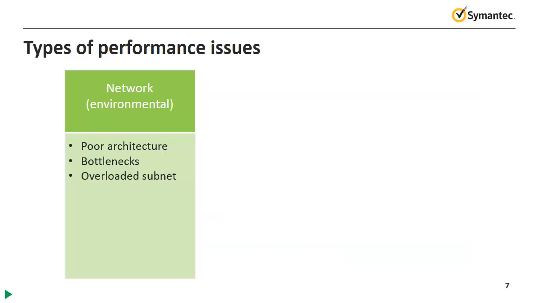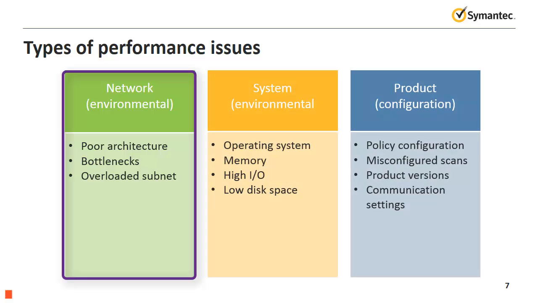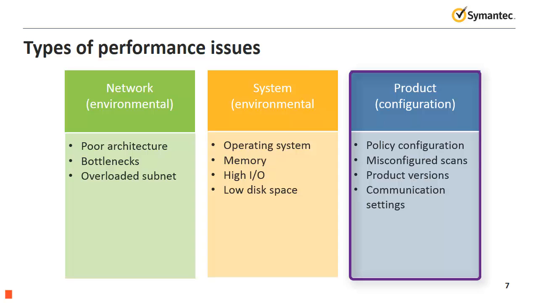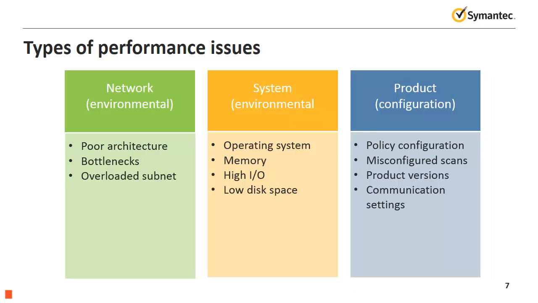Performance issues typically fall into three categories: network, system, or product configuration. Network issues could be due to poor design or old hardware, or perhaps WAN/LAN bottlenecks, or an overloaded subnet. System problems could be due to insufficient RAM or disk space, an old or unpatched operating system, too much concurrent disk I/O, or contention with other resource-hungry products. Product configuration can also cause poor performance: poorly designed policy scans, or communication settings with unbalanced resources and old product versions.